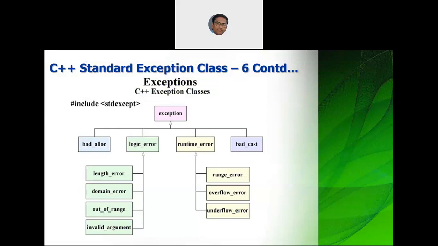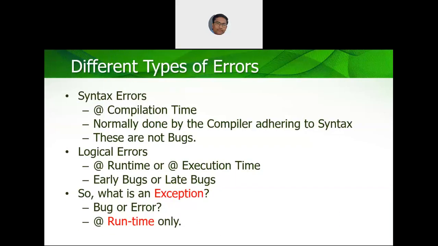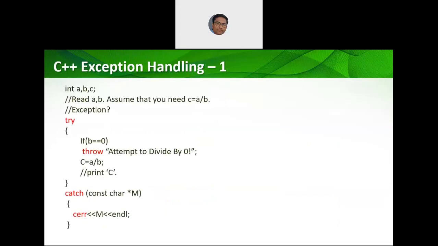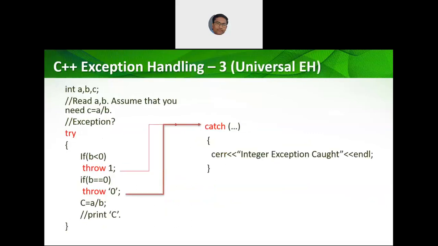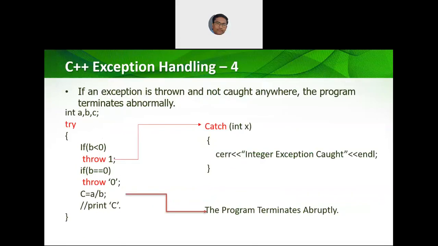Clear? Am I clear? Yes, sir. So let me again repeat what has to be written. You have to define an exception. You have to discuss the syntax. You have to write one example, preferably with the divided by 0 with function. You have to write the universal catcher, which is catch triple dot.